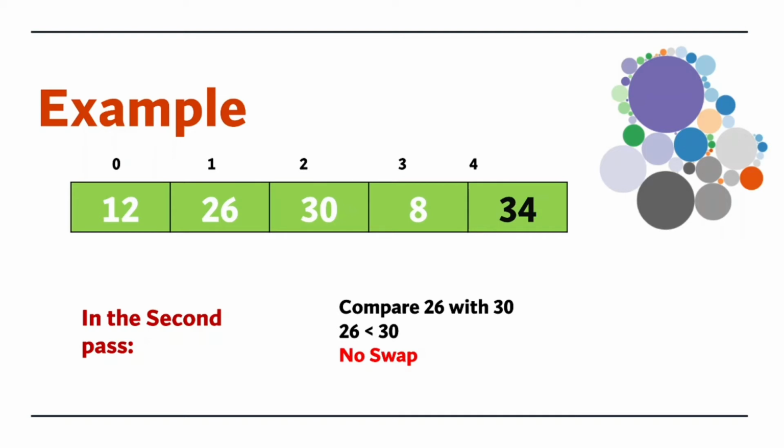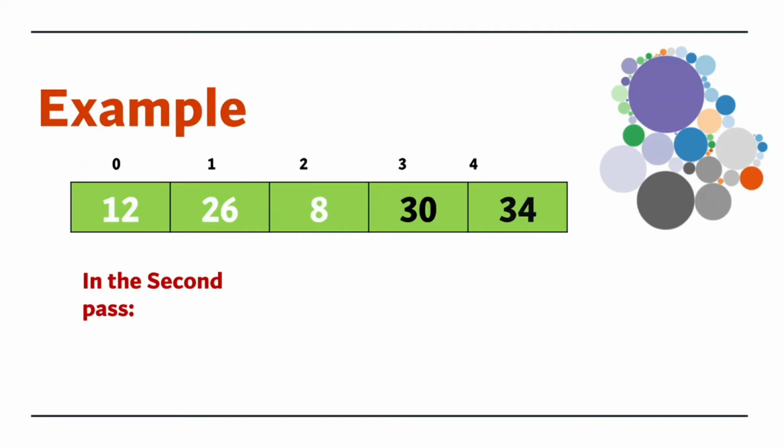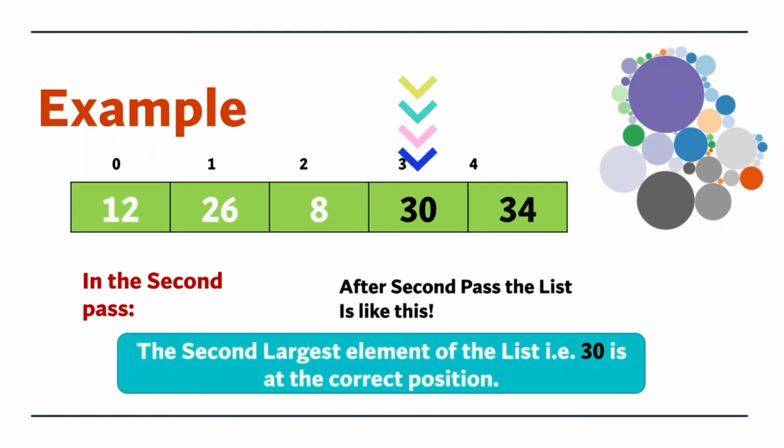It is also correct. Then there will be no swap. Now 30 will be compared with 8. Now that is something wrong. 8 should be in the leftmost portion. So then it will be swapped, and now the second largest element, that is 30, is at its correct position.